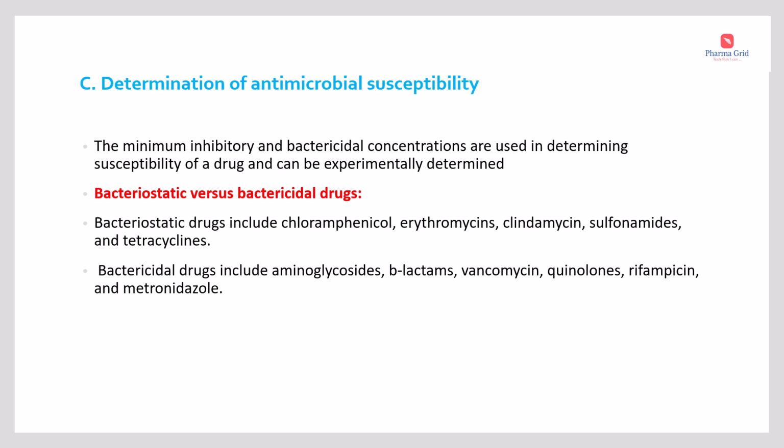Whereas bactericidal, cidal means killing. So bactericidal means that it kills the bacteria. So bacteriostatic means it prevents the growth of bacteria, whereas bactericidal means it kills the bacteria. Examples for bacteriostatic drugs include chloramphenicol, erythromycin, clindamycin, sulfonamides and tetracyclines. Bactericidal drugs include aminoglycosides, beta-lactam antibiotics, vancomycin, quinolones, rifampicin and metronidazole.